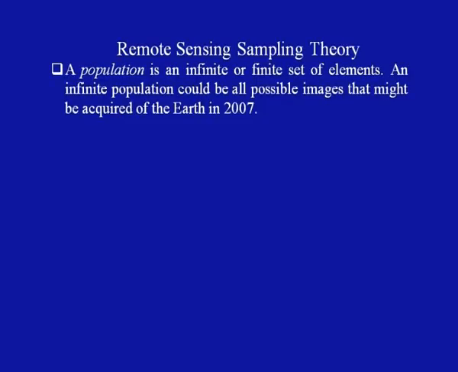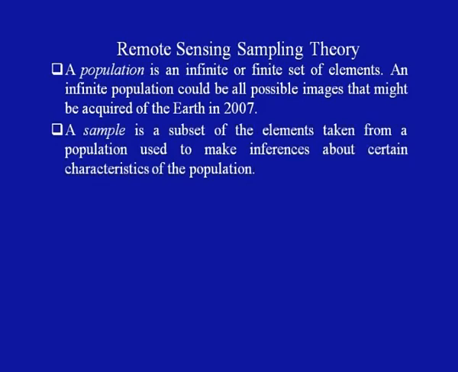First of all, let us have a look at the remote sensing sampling theory. Some of the terms need to be understood before we can go in for the statistical analysis. First is population. It is an infinite or finite set of elements. An infinite population could be all possible images that might be acquired of the earth in a particular year. A sample is a subset of the elements taken from a population used to make inferences about certain characteristics of the population.